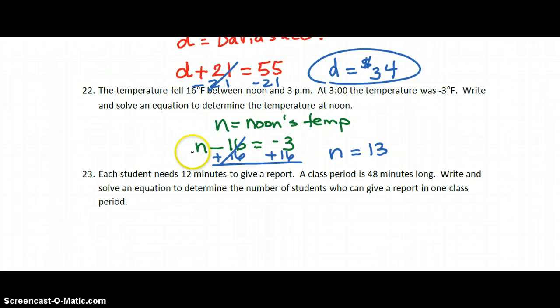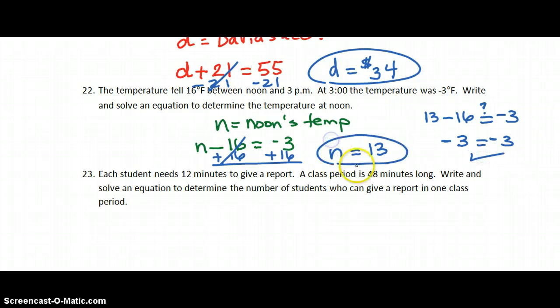So if it was 13 degrees at noon, you can check that, plug it back in. 13 minus 16, does that equal -3? And it sure will, because we have opposite signs, so we subtract and get 3 and keep the sign of the larger, and -3 equals -3. It checks out. I can confidently circle that N is 13. And I know I've got that problem right before I turn my paper in.